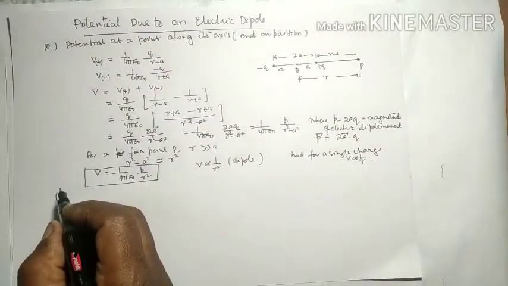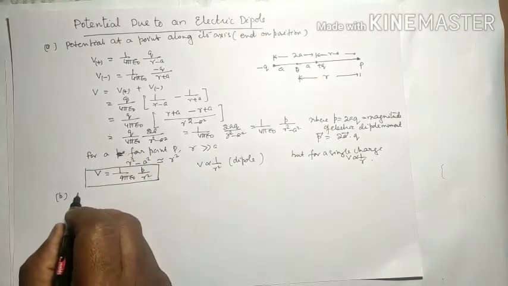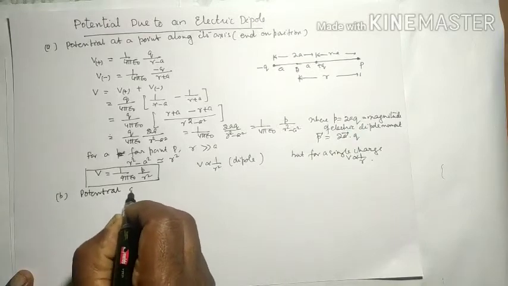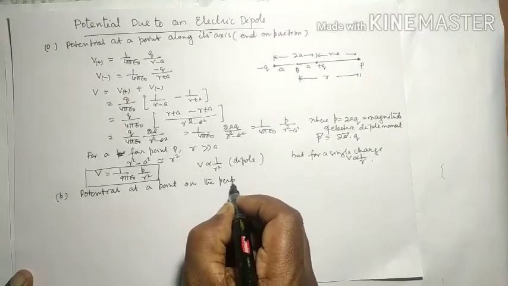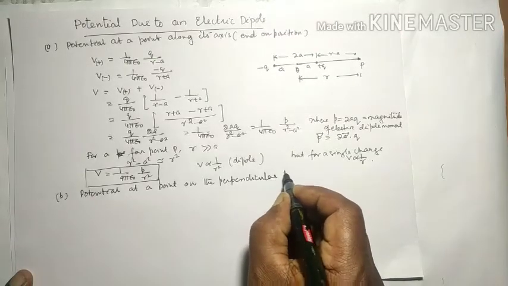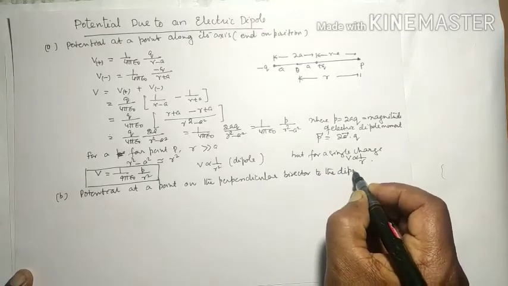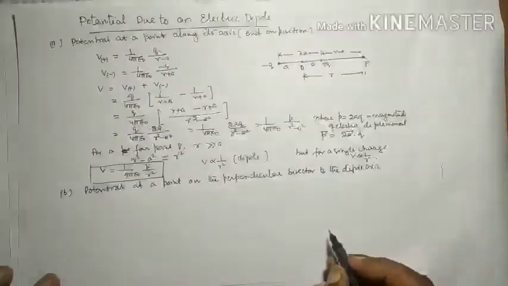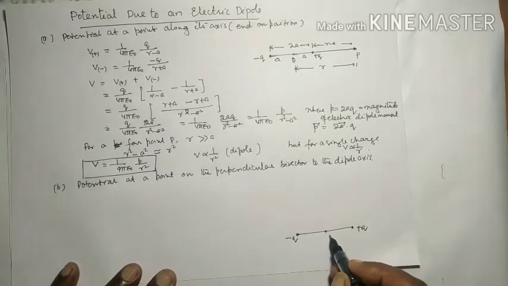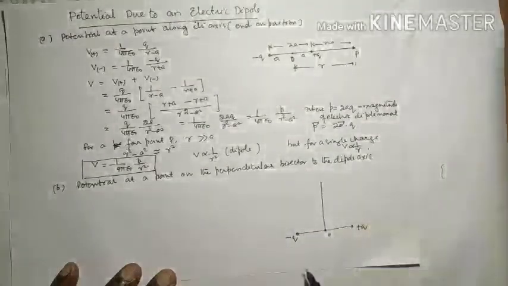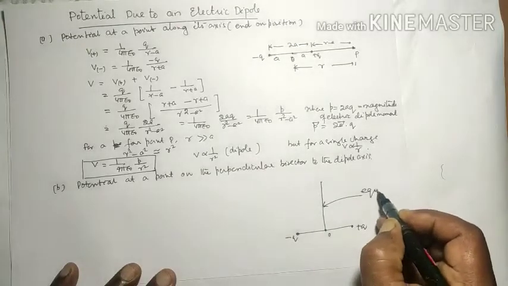Then find the potential at an equatorial point, that is, potential at a point on the perpendicular bisector to the dipole axis. Minus q, this is plus q, and this is the dipole axis. Dipole center is O, and this is the perpendicular bisector, which is also called the equatorial plane. This plane is the equatorial plane.